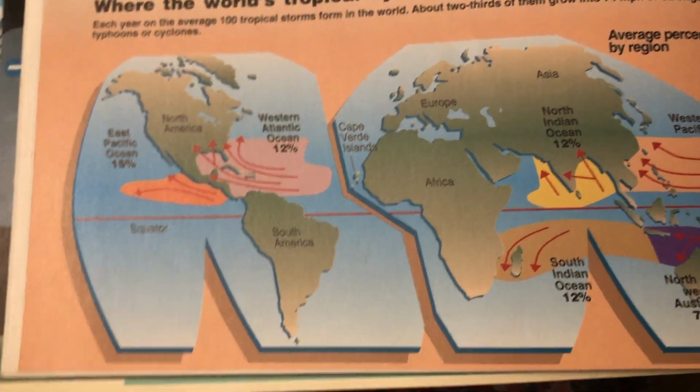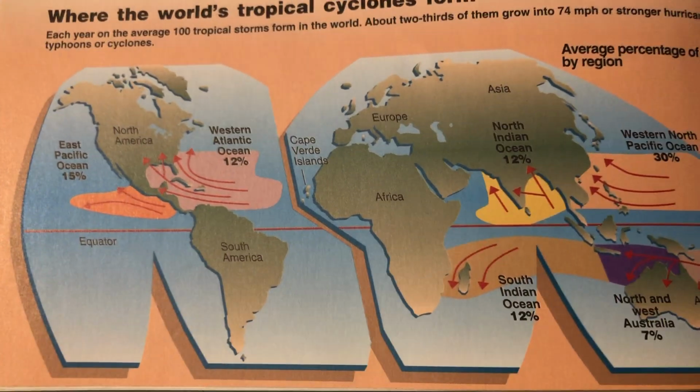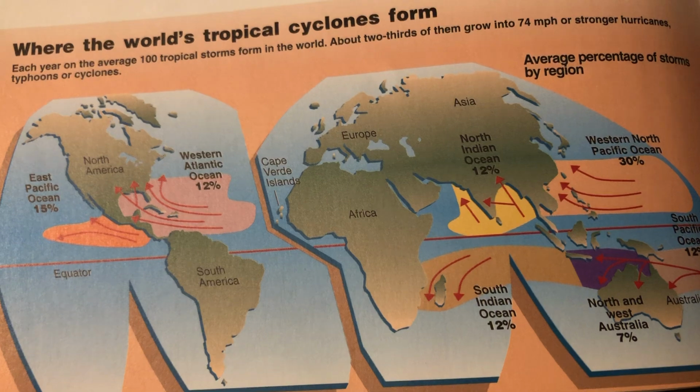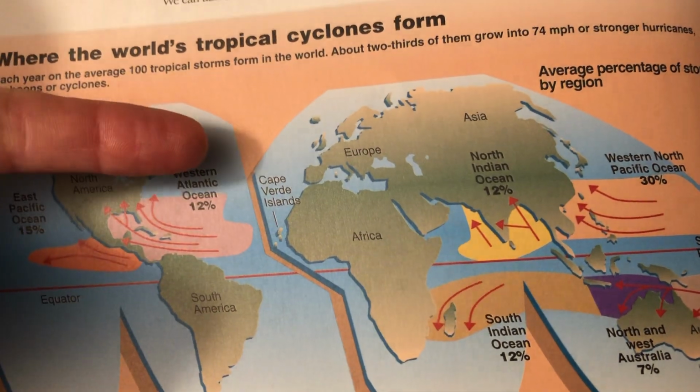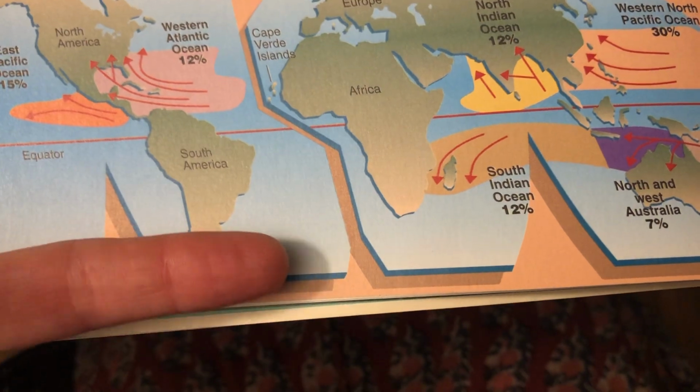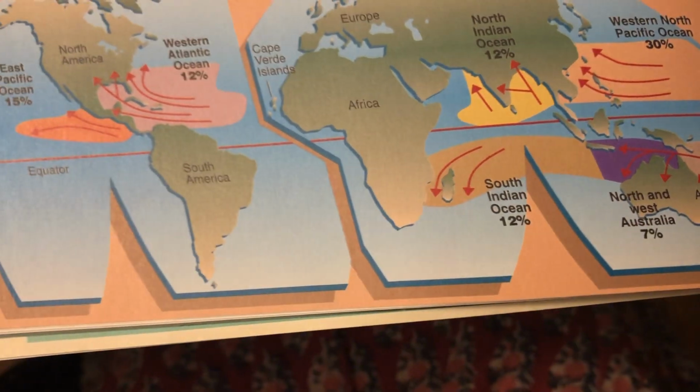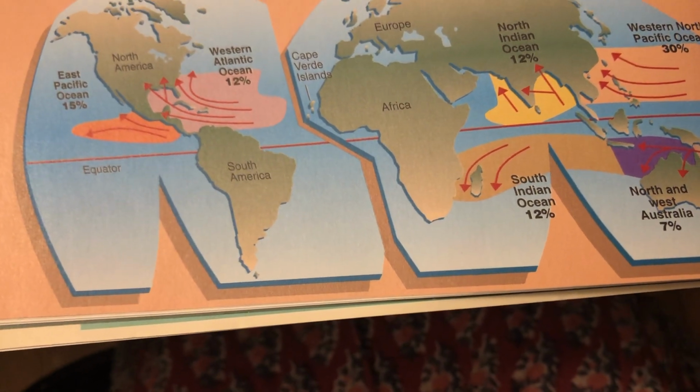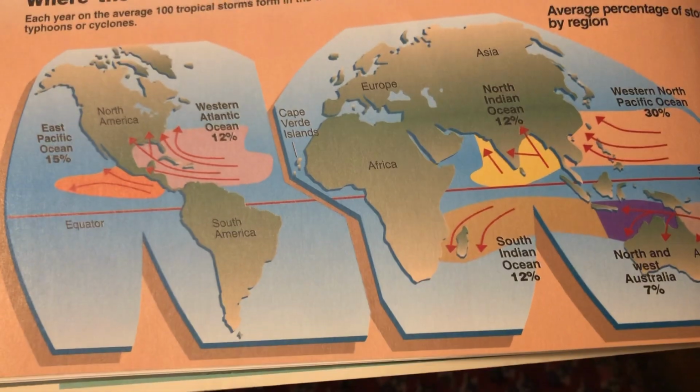So they're forming over the oceans. They're forming in the tropics. They're not going to form up here in the more northerly reaches or way down here in the far southerly reaches of the oceans, because the water is not going to be warm enough there. It's only going to be warm enough in the tropics.